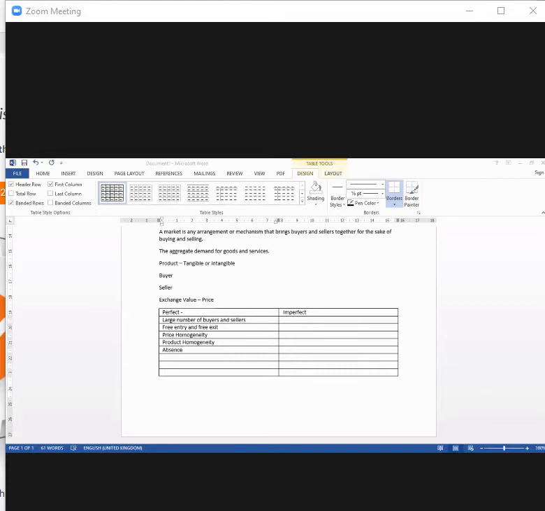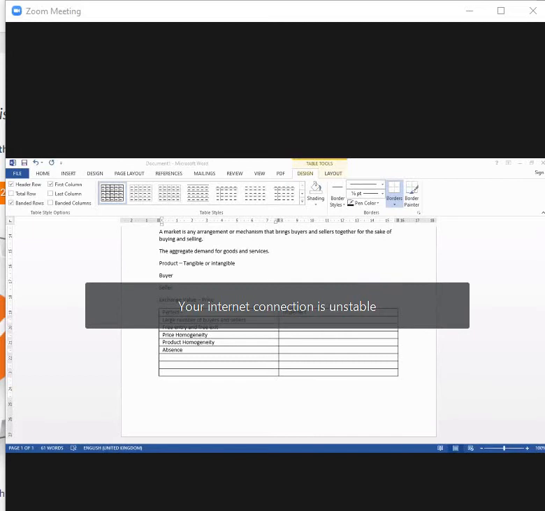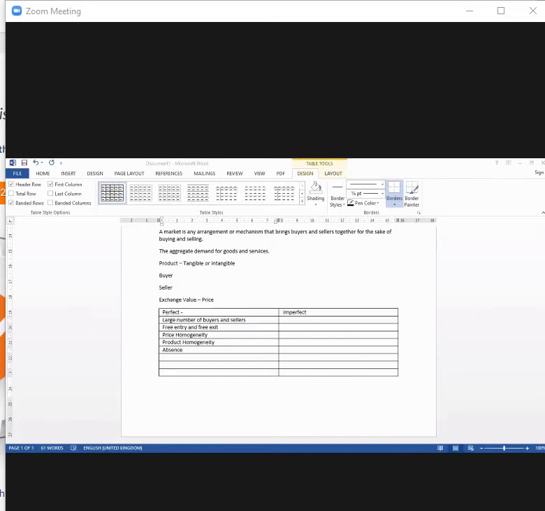Competition is not product-based, because the price has to be homogeneous, the product has to be homogeneous. So that means you will now have a large number of buyers and sellers offering homogeneous product at homogeneous prices. That's what perfect competition is. So get that.